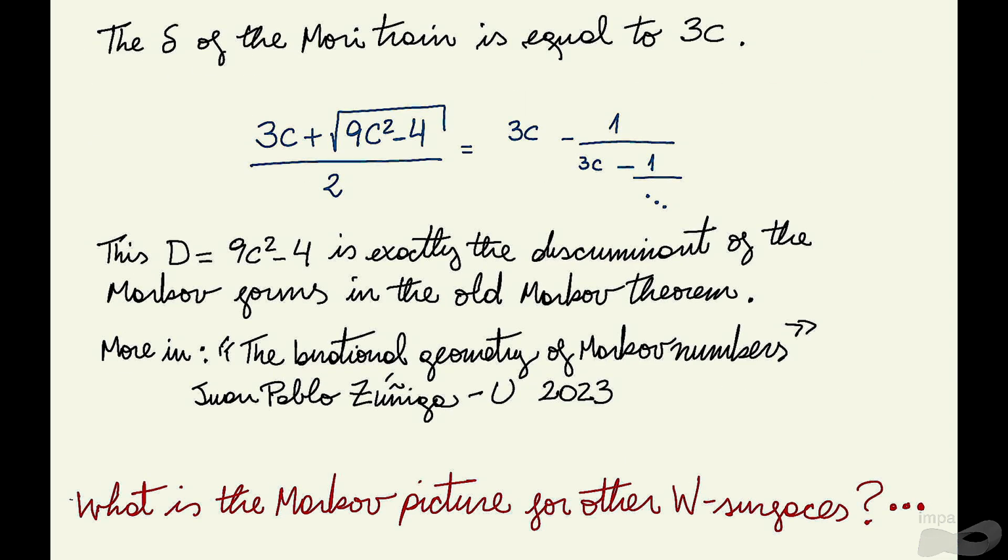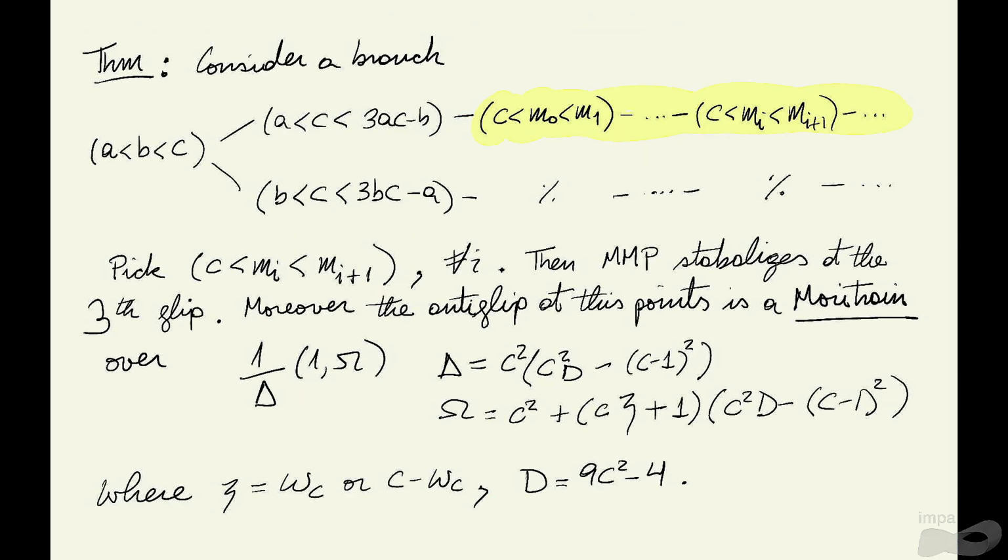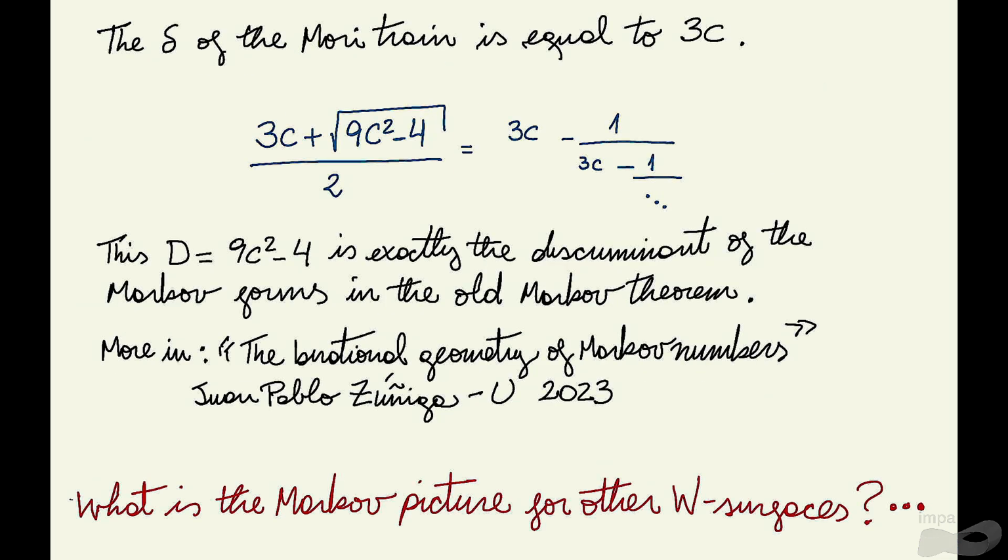And now, you have this Mori train for the branch, and the delta, you remember delta was the intersection with the canonical class times the indices of the singularities. So that is delta. This is the delta of the Mori train, the little delta. And then this delta is exactly 3 times the Markov number, 3c. And so you have this infinite continued fraction, which gives you that number. So there inside, you see this d that appeared in the previous one, that computes the delta and the omega. And that d, as I say here, is exactly the discriminant of the Markov forms of the old Markov theorem.